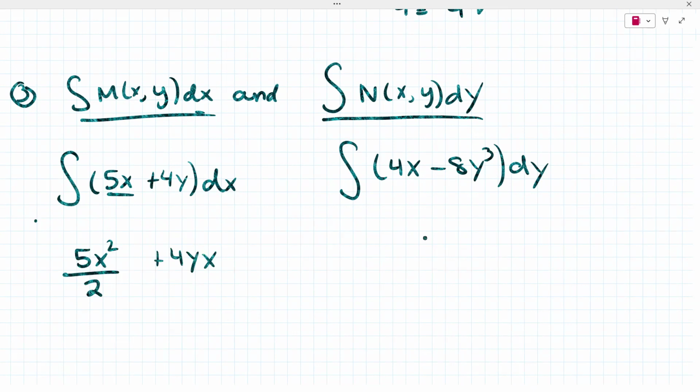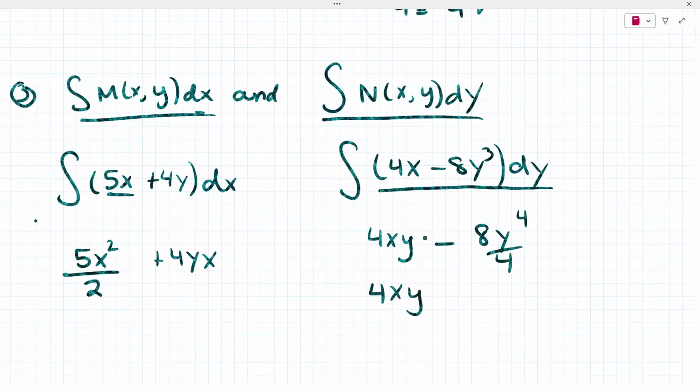And then the same thing here, but we are taking it with respect to y. So what is the integration of 4x with respect to y? It does not have a y, so you have to add one. So it's going to be 4xy. Minus, what is the integration of 8y^3? It does have a y, so you have to use your power rule. So 3 plus 1 is 4, over 4. So that's 4xy minus 2y^4.